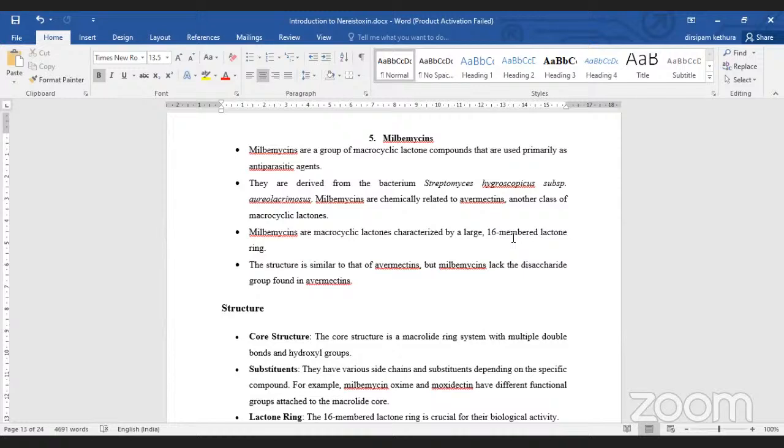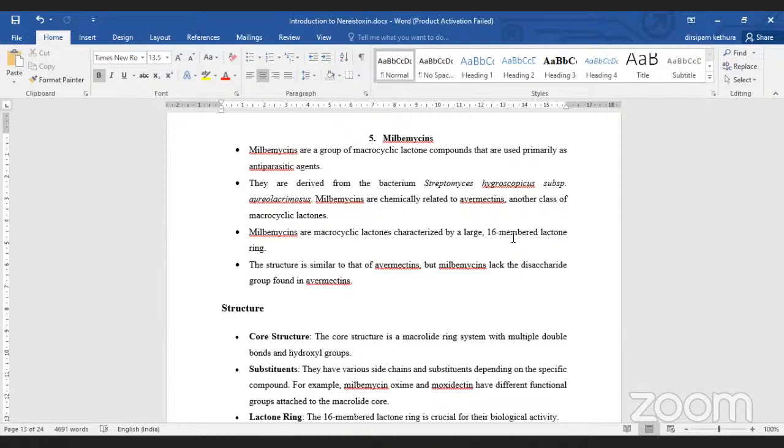It's a complex compound which contains avermectin B1A and avermectin B1B. These are the two things which you are going to see in avermectin. Yesterday, you have even seen the structure of avermectin.